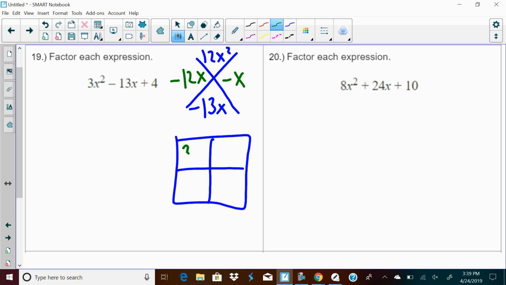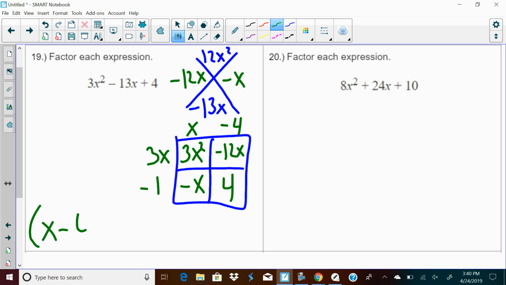So in my box, I'm going to have 3x squared and 4. And negative 12x and negative x. So I know that this has to be 3x and x. 3x times negative 4 is going to be negative 12x. X times negative 1, and then negative 1 times negative 4 is 4. So when I factor it, I end up with x minus 4, 3x minus 1.